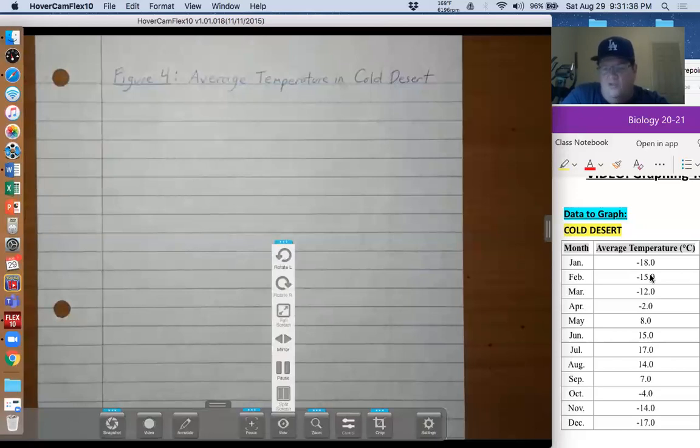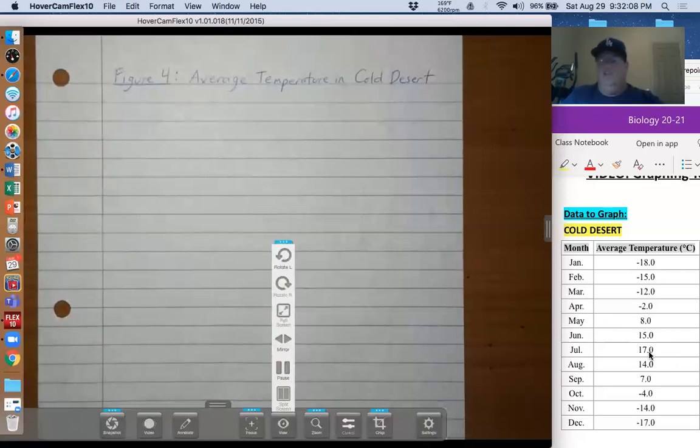And so you go, all right, what's my lowest number? Well, negatives are lower. So what's my biggest negative? Negative 18, negative 17. So it looks like negative 18. Okay, so that means I'm going to make negative 20 my lowest, just to keep it easy that way. And then what's my highest number? My highest number would be positive. So I got a 15, a 17, 14, so 17. So I'm going to go 20 negative all the way up to 20 positive.